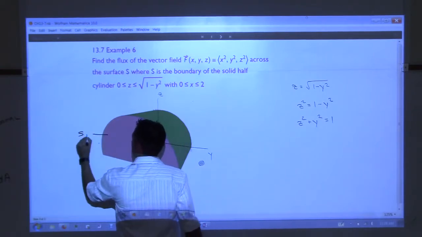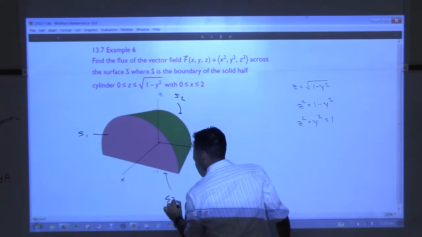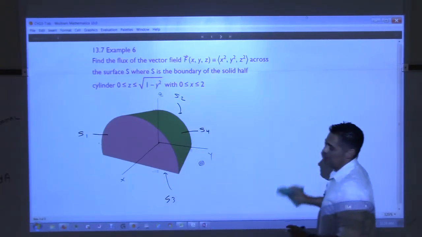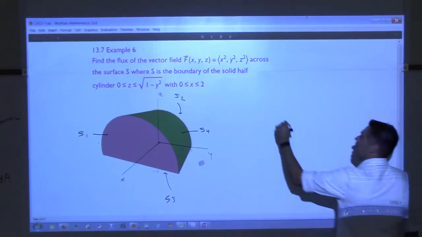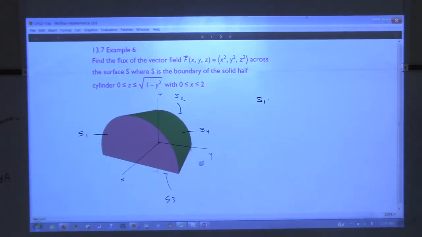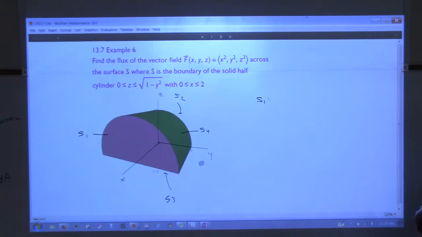Let's call this one S1. The back one, let's call that S2. The bottom one, let's call it S3. And then this one, we'll call it S4. All right. Let's go after S1 first. For S1, I could say that x is a function of y and z, or z is a function of x and y, or y is a function of x and z. What can I use there for S1?